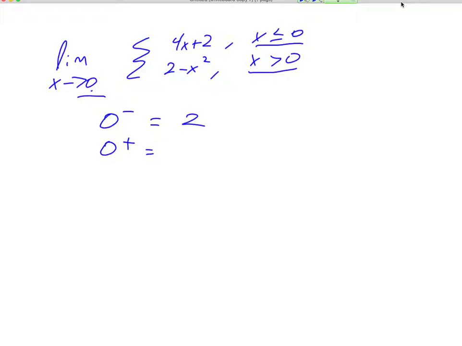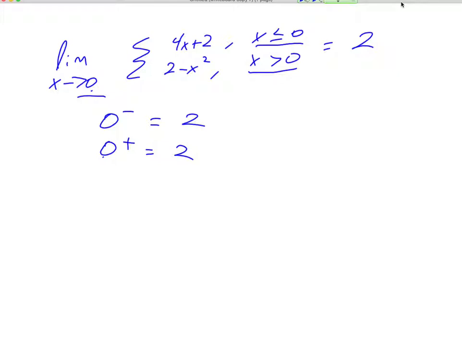Then I want the limit as we approach 0 from the right. So which one do I need to plug in here? I need to plug into the bottom, because on the right side of 0, we're talking about numbers that are bigger than 0. That's where x greater than 0 falls in. So I plug in 0 to this, I also get 2. Since these two values are the same, that means that this limit is 2. So I check the left, I check the right. If I got the same value, I have a limit.